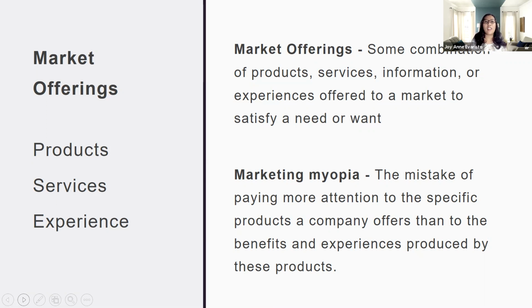The point here is when we discuss market offerings, we need to look at our market offerings as something that really satisfies a need or want. That is our focus. Remember, the customers are the focus. But the problem is some companies may fall into the trap of what we call marketing myopia, wherein they pay more attention to the product or their services rather than the benefit that the customers can get out of it.